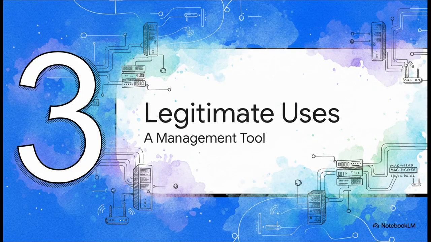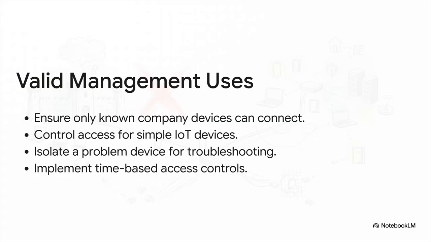Okay, so if it's a total failure for security, should we just forget it exists? Well, not entirely. We just need to change how we think about it. MAC filtering isn't a security tool, it's a management tool. And in that specific role, it actually has some pretty legitimate uses. So here's where it does make sense. Let's say you want to make sure only specific company-owned devices are connecting. Great. Or you want to lock down access for some simple IoT devices that never change. Perfect. You can also use a blacklist to temporarily kick a malfunctioning device off the network while you troubleshoot it.